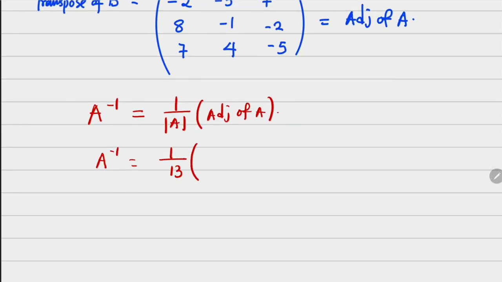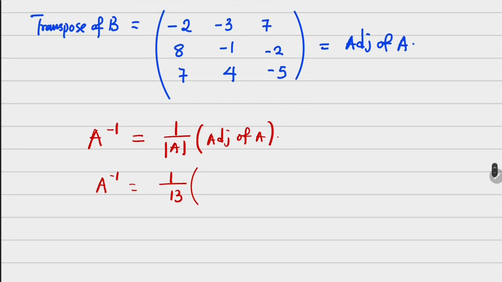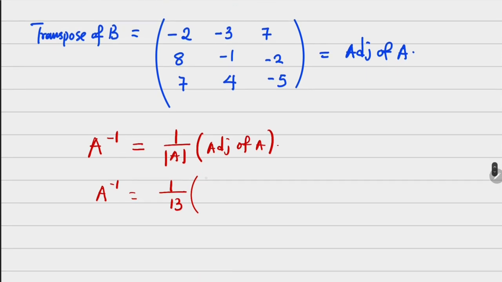Then it is going to be multiplied into the adjoint. So this is going to be minus 2. I have minus 3, then 7. I have 8 and minus 1 and minus 2. Then I have 7, 4 and minus 5. Okay, so I have succeeded in getting my inverse.